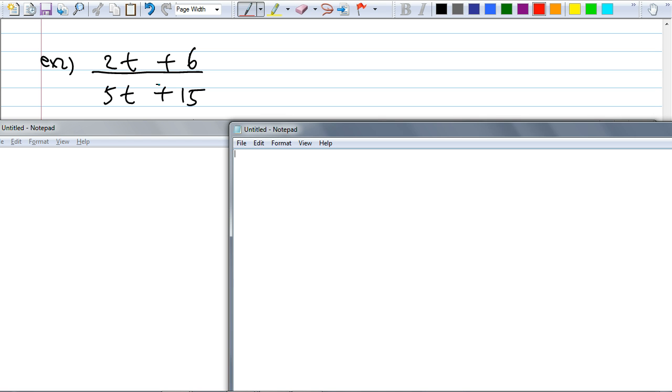How about Dana? Like, you can take 2 out of 2t plus 6 and 5 out of 5t plus 15. Oh, so we're going to use something that we learned from the previous chapter, chapter 5: factoring. We could factor the numerator and the denominator, right? Because what do you notice about 2t plus 6? It has a greatest common factor of 2. What about the denominator? It has a greatest common factor of 5.